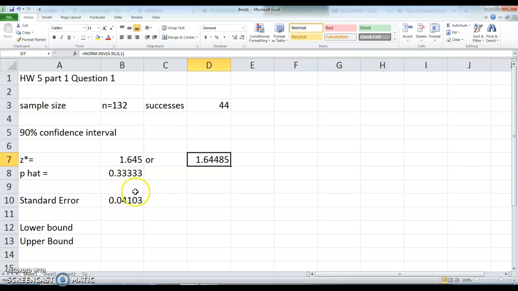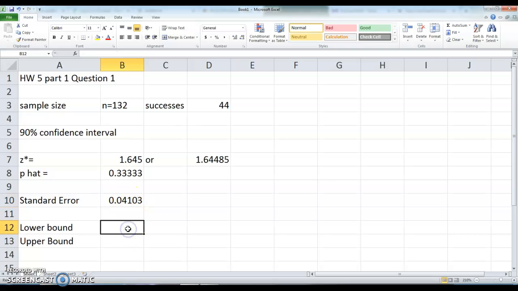Anywho, we also have to figure out our standard error. The standard error is the square root of p hat times 1 minus p hat over the sample size. We can see that here. This is p hat times 1 minus p hat divided by the sample size, and that's all inside the square root. So that's my standard error.